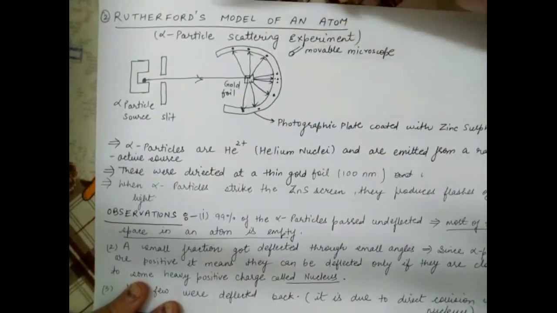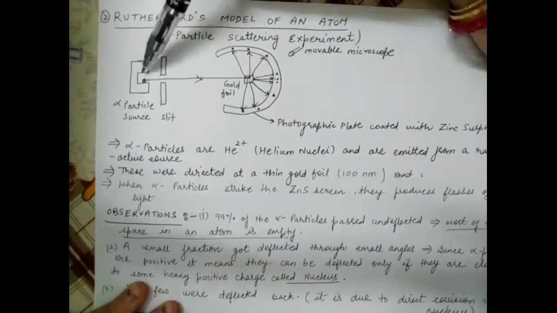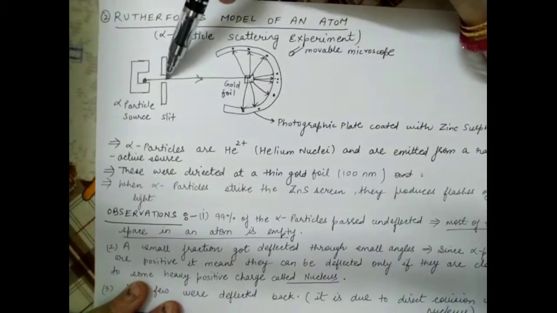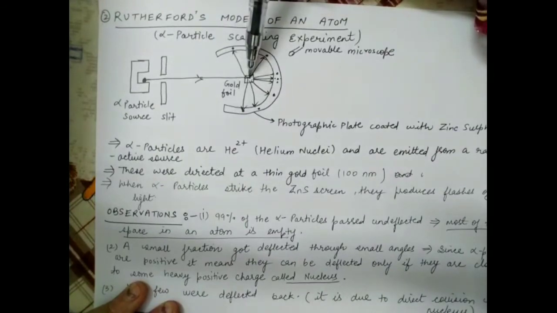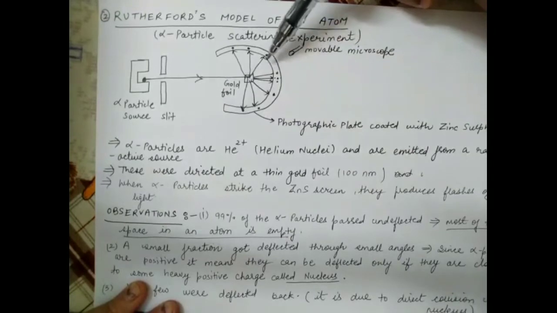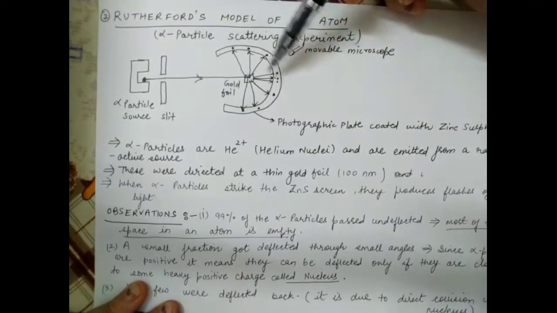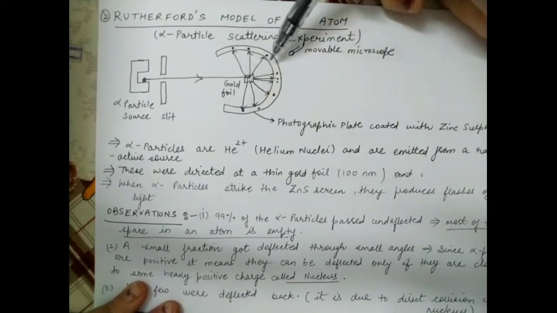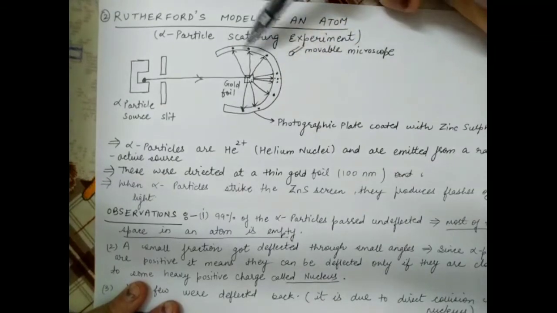So what happens now? This radioactive substance will emit alpha particles. After passing through the slit, these alpha particles are made to fall on the gold foil. After striking the gold foil, the alpha particles are deflected at different angles. You can see the spots there. When the deflected alpha particles strike the zinc sulfide screen, they produce a flash of light. So this is the alpha particle scattering experiment.